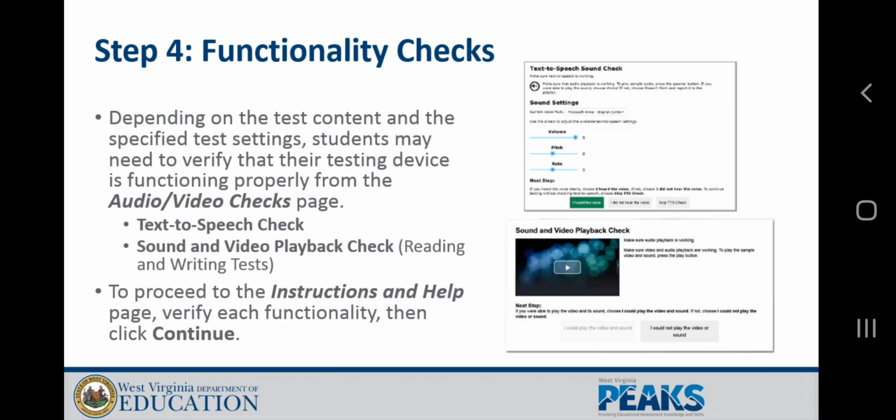Step 4. Functionality checks. Depending on the test content and the specified test settings, students may need to verify that their testing device is functioning properly from the Audio-Video Checks page. The two most common ones are Text-to-Speech Check and Sound and Video Playback Check, which would be on the reading and writing tests. To proceed to the Instructions and Help page, verify each functionality, then click Continue.